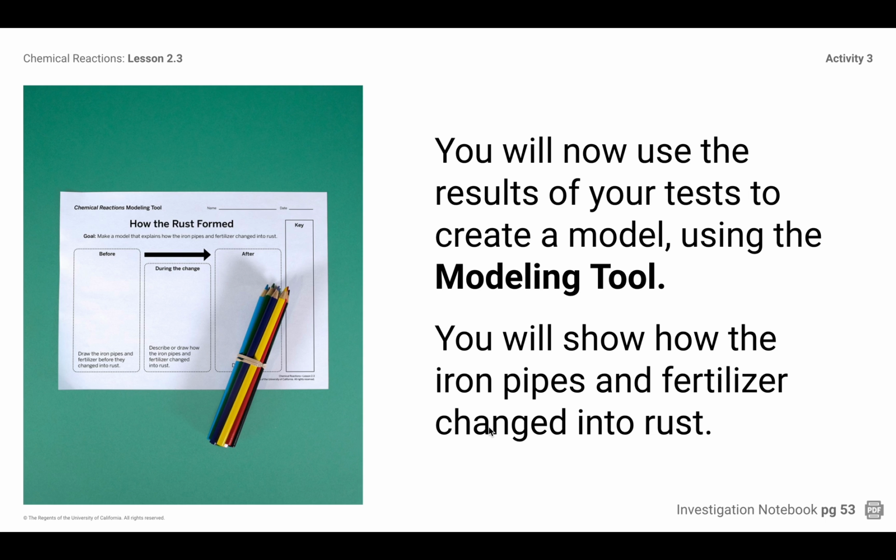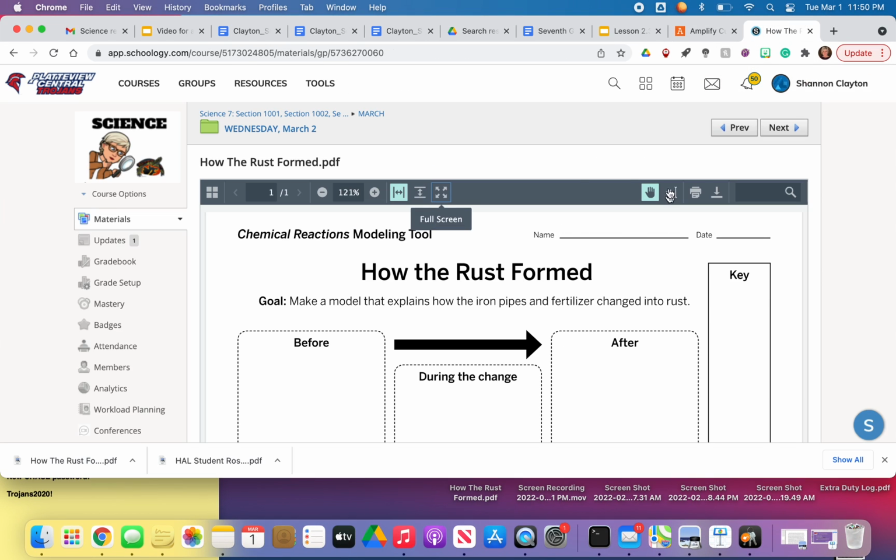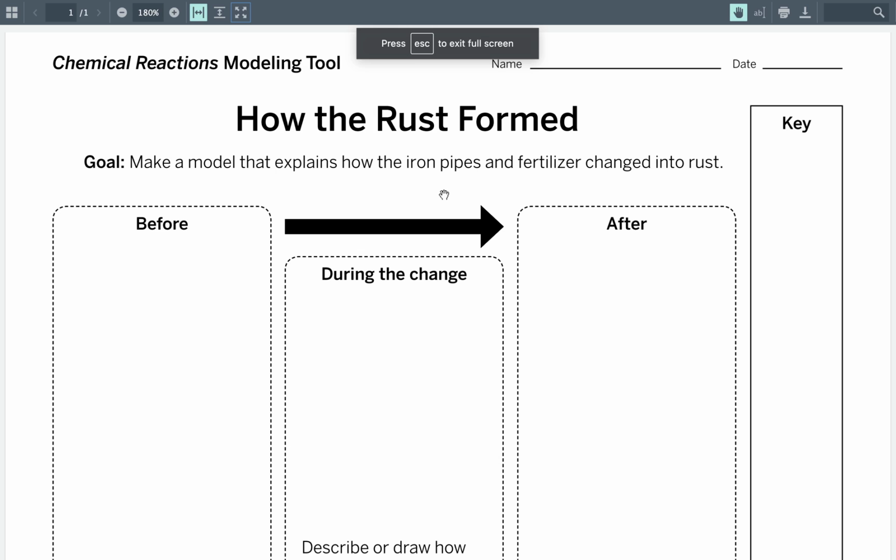So, let me go back here and let's take a look at this together. All right, so your goal is to make a model that explains how the iron pipes and the fertilizer changed into rust.